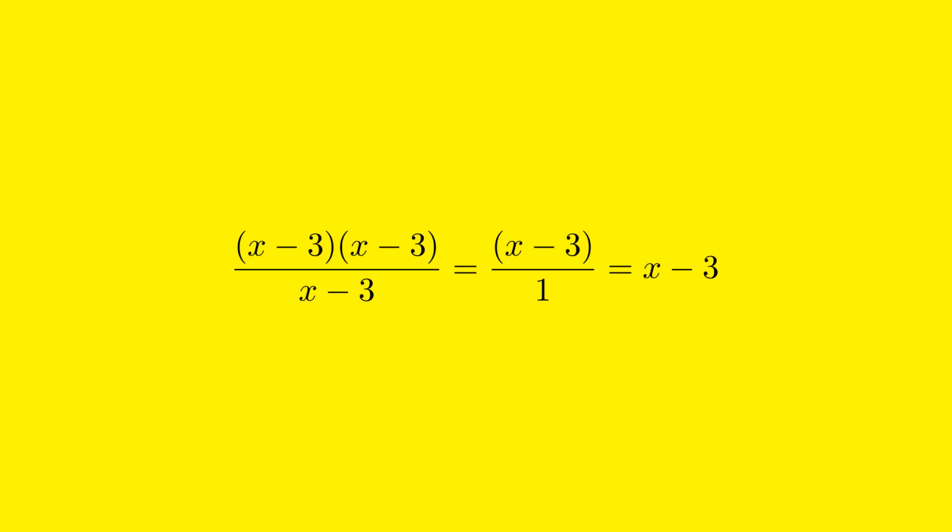This means that the rational expression (x^2 - 6x + 9)/(x - 3) reduces to x - 3. This is the final step in simplifying the rational expression to its lowest terms.